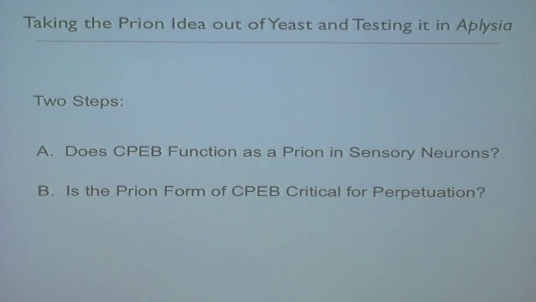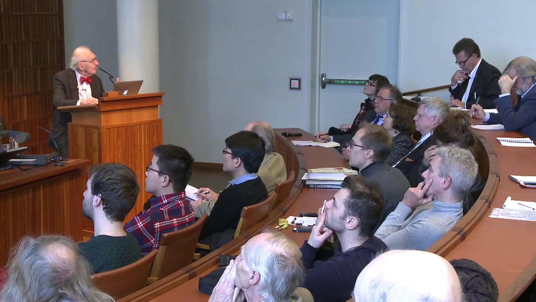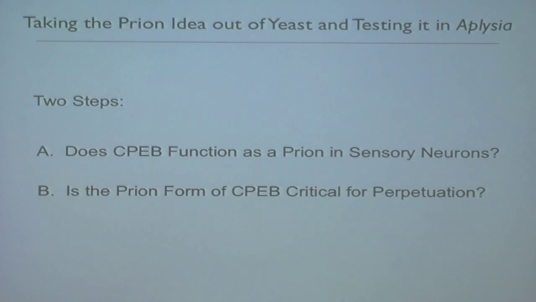So we wondered, does this also apply to nerve cells? Does CPEB act like a prion in nerve cells? And we began to explore that. And after that, we said, is this conformation essential for perpetuation?